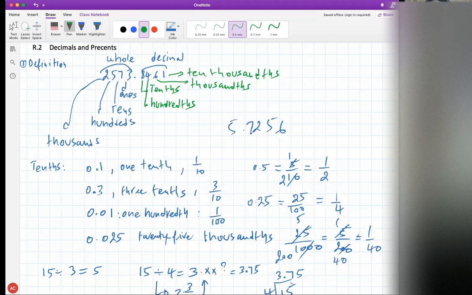Two. Two is in the hundredths. What digit is in the tenths? 7. That's right, the first one is the tenths. And then what digit is in the 10,000s? 6. That's right, 10,000s. And this is the thousands. So that's basically what you need to remember.